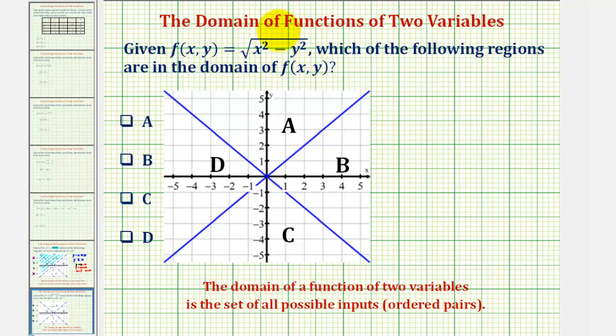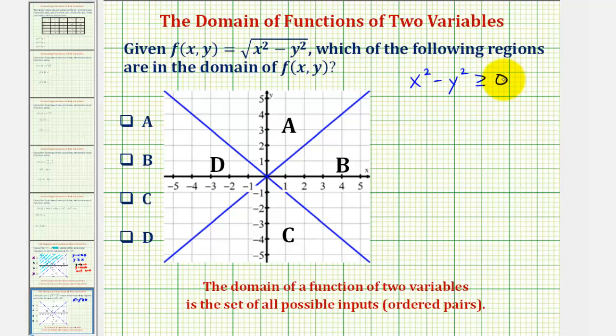But because we have this square root here, and f(x, y) must be a real number, we know the radicand, x squared minus y squared, can't be negative. Therefore, to help us find the domain, we'll solve the inequality x squared minus y squared must be greater than or equal to 0. So let's work on solving this for y.